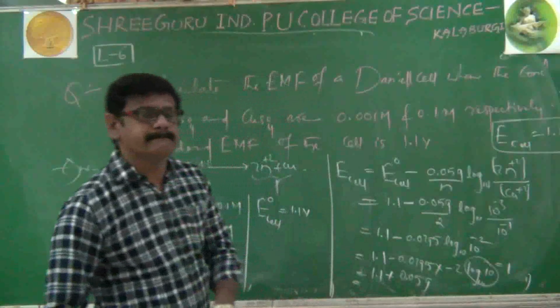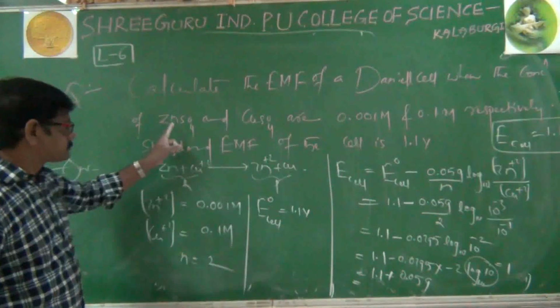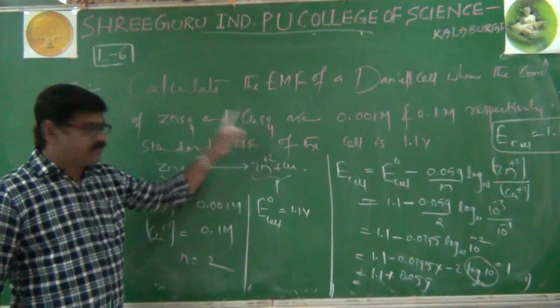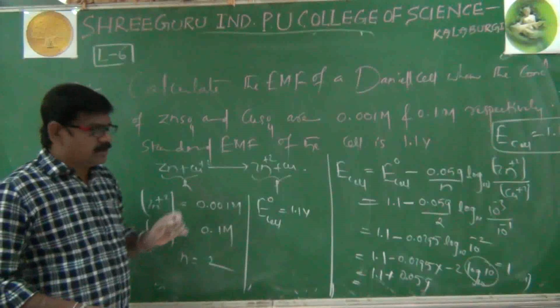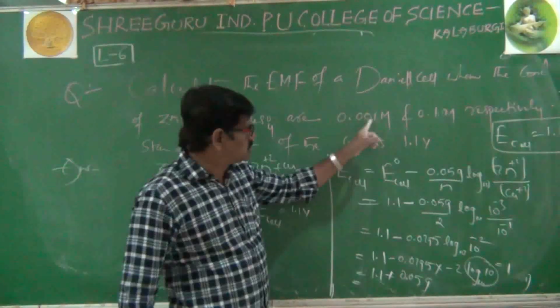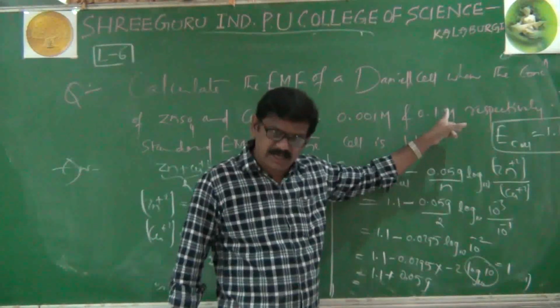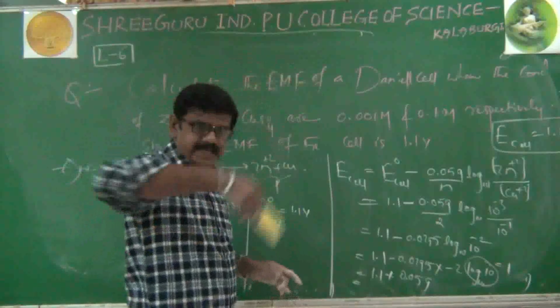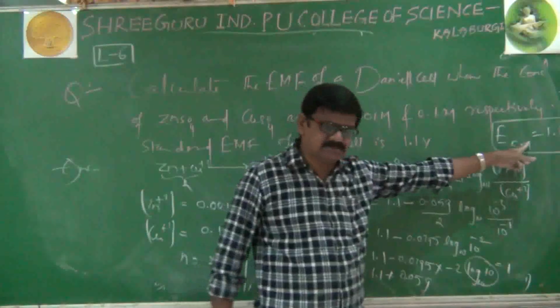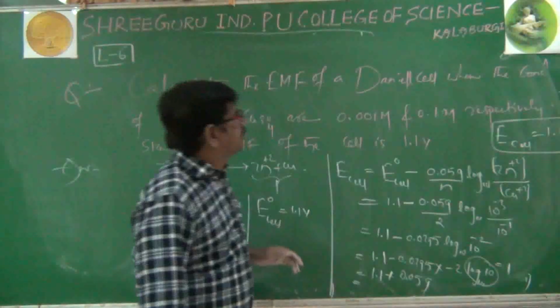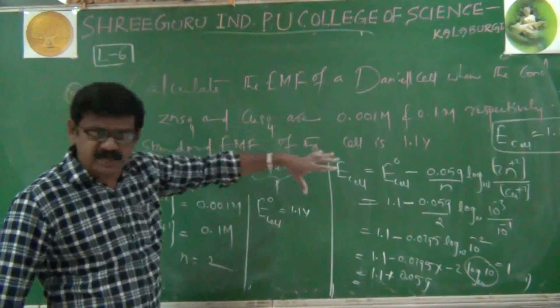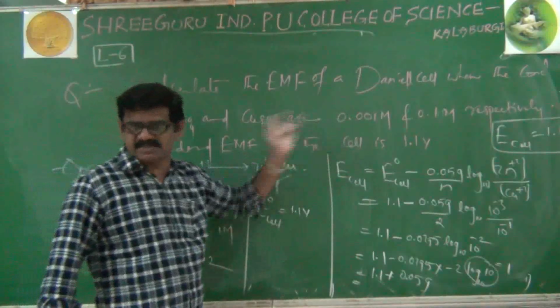That's all. It means when zinc as well as copper electrodes are connected to each other, when the concentrations are 0.001 molar as well as 0.1 molar, then the total cell potential value is this much. That's all. And based on this formula, still so many questions are there.